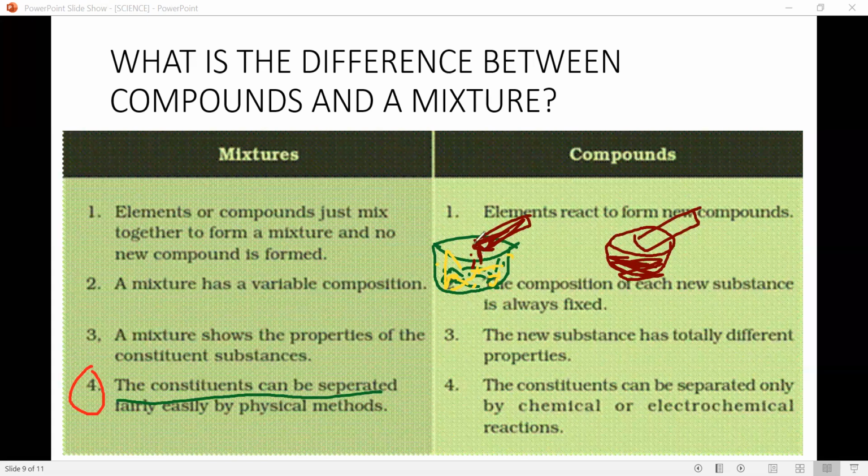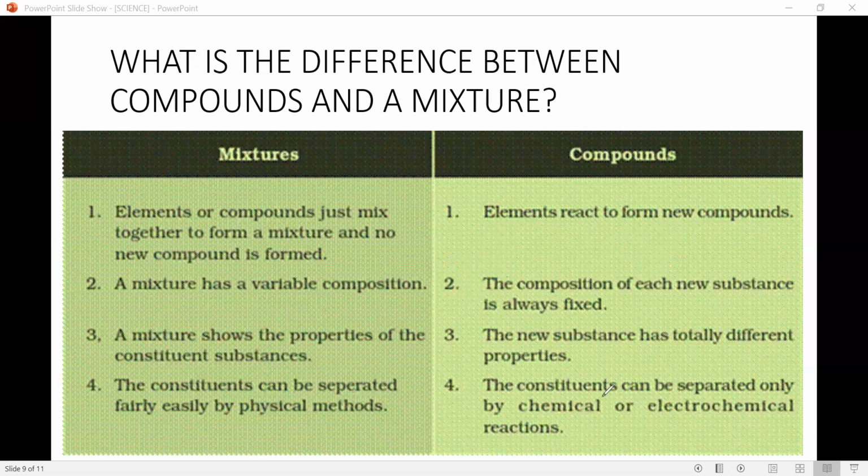The sulfur molecules will come over here. Okay, and that is why, how much difference does a mixture and a compound have between each other? Let's take the example on the compound side. The constituents can be separated only by chemical or electrochemical reactions. Now, H2O is a compound, I'm telling you again. It can be separated only by electrolysis, which is an electrochemical reaction.